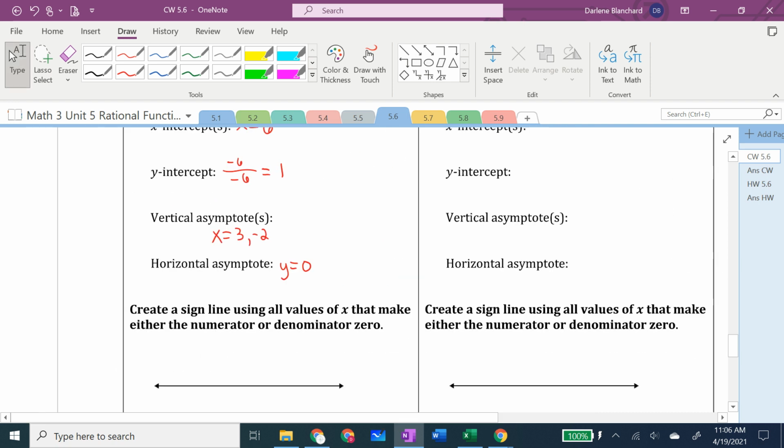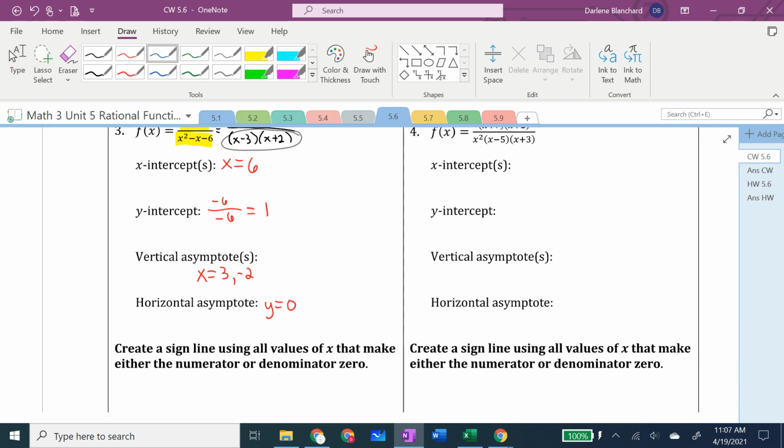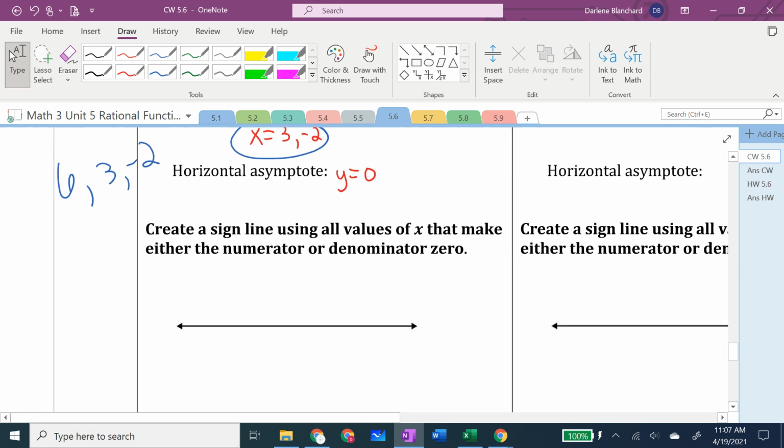The next thing is create a sign line using the values of x that make the numerator or denominator 0. The numerator is equal to 0 when x is equal to 6. The denominator is 0 when x is equal to 3 or negative 2. I need to put those in a proper order. Spacing does not matter. Negative 2 is the smallest of the 3 numbers, 3 is the next largest, and 6 is the largest. This creates 1, 2, 3, 4 sections of the x-axis where you know whether you are above or below.